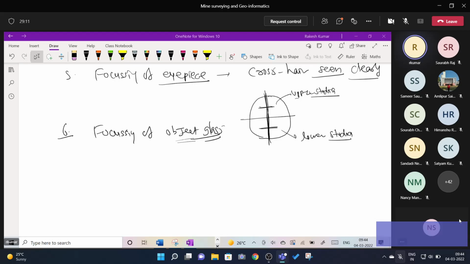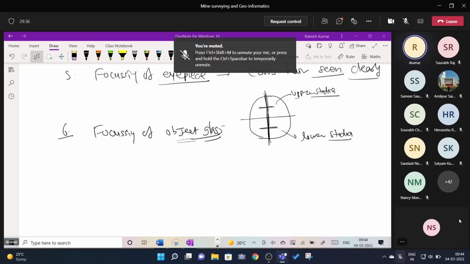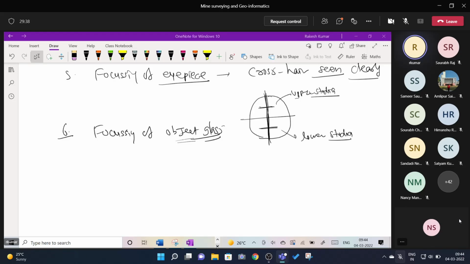Then the two other different terms are face left and face right. I think you know that one. What is face left, face right? Clockwise and anti-clockwise? No, face left and face right. What is face left, face right of a theodolite? Anybody?